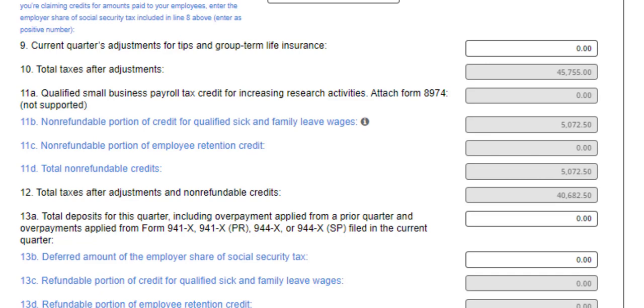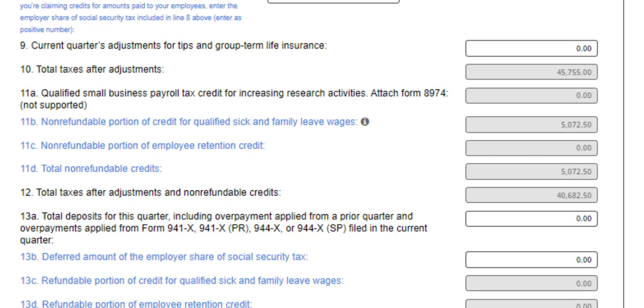Line 11A. Use this line to report R&D tax credits to allow small businesses to offset R&D costs against payroll taxes withheld. To claim the credit, you must report it here along with a completed Form 8974, which must be attached to your Form 941 submission. Note, PayMe does not support this credit. In our example, I'll assume it doesn't apply.